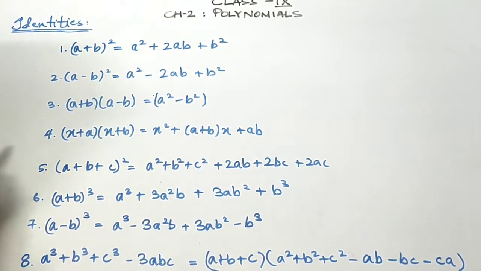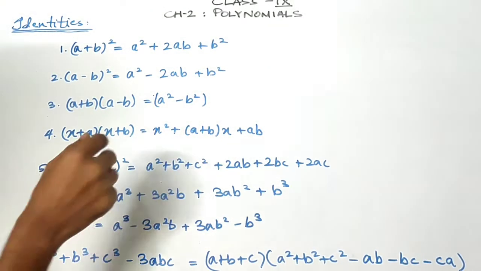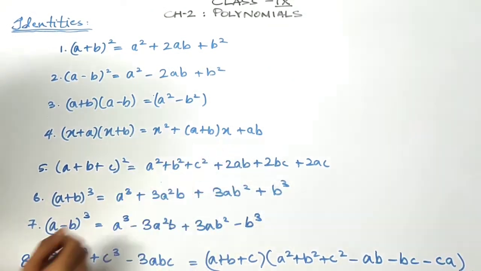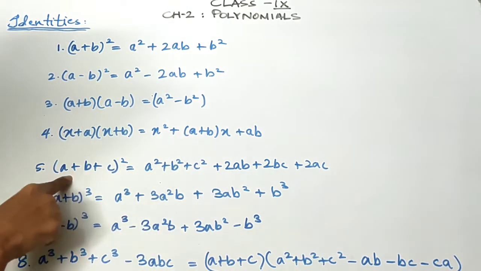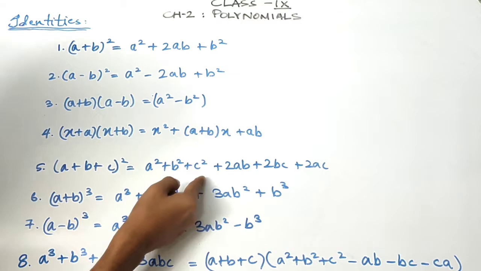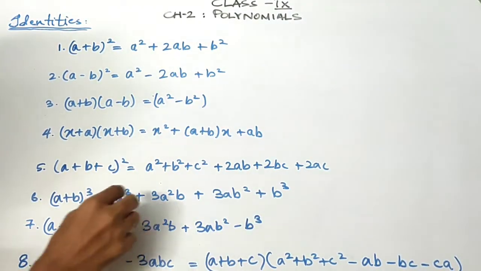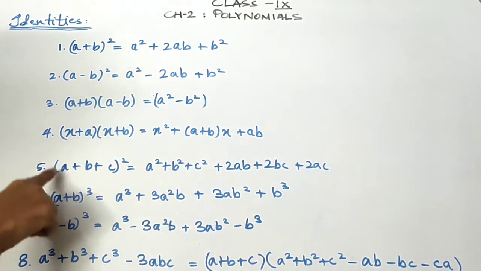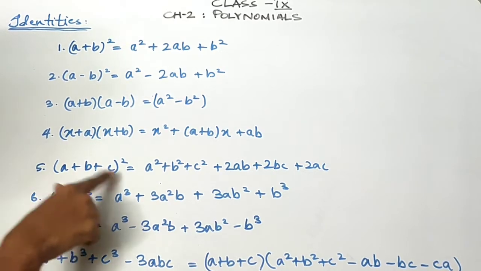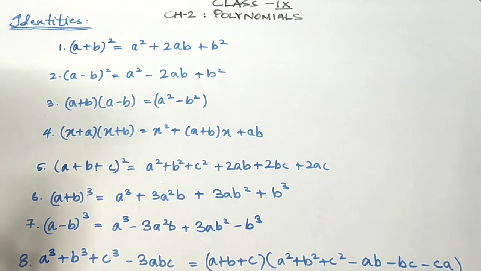Now starting with identity number 4, (x plus a) times (x plus b) will give us x square plus (a plus b) times x plus ab. Over here, (a plus b plus c) the whole square will give me a square plus b square plus c square plus 2ab plus 2bc plus 2ac. So simply you have to take the squares of each term and twice the product of the alternating terms: 2ab plus 2bc plus 2ca, or 2ac. Now identity number 5 is done.